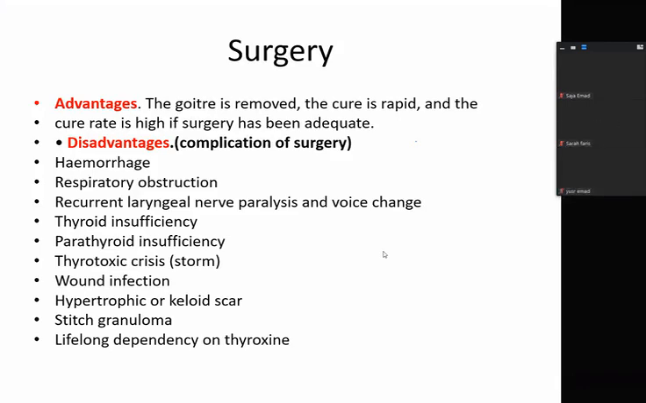Disadvantages: it is an operation. What are the complications of thyroid surgery? Hemorrhage, respiratory obstruction, recurrent laryngeal nerve palsy, thyroid insufficiency, parathyroid insufficiency, thyrotoxic crisis or storm, which is considered an emergency, wound infection, hypertrophic keloid scar, stitch granuloma, and lifelong dependence on thyroxine. These are complications of surgery.